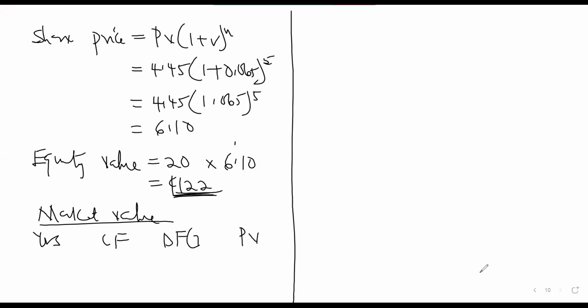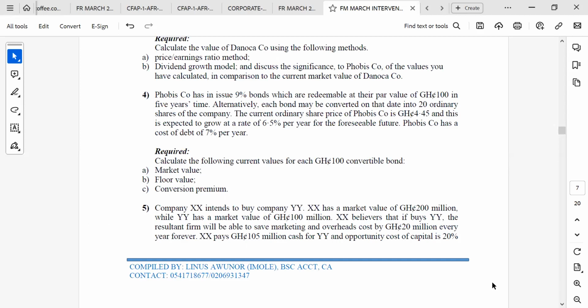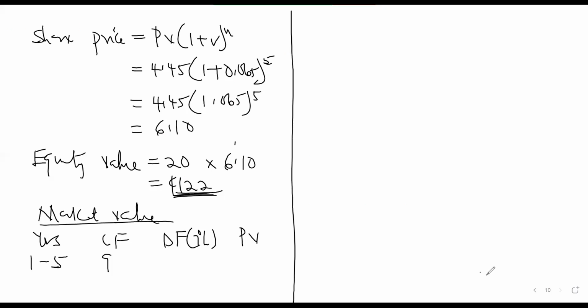Okay, then we now have year 1 to year 5. We'll be receiving interest, year 1 to year 5. What will be the interest that you're receiving every year? 90. You can see you are not given tax, so you ignore the tax. So that will be 90. Okay, annuity. So year 5, you receive equity shares, so you receive the 122.